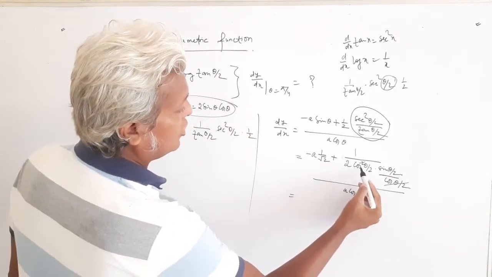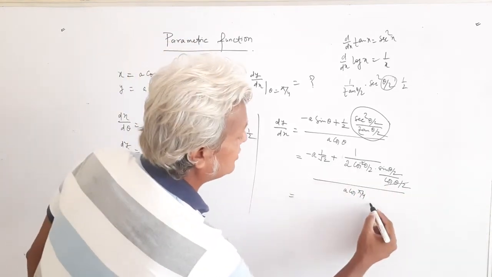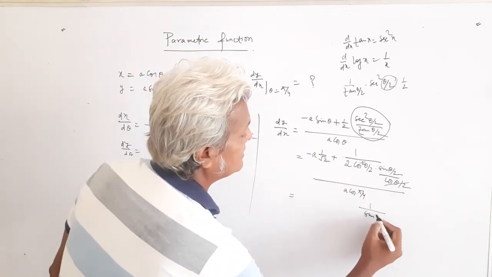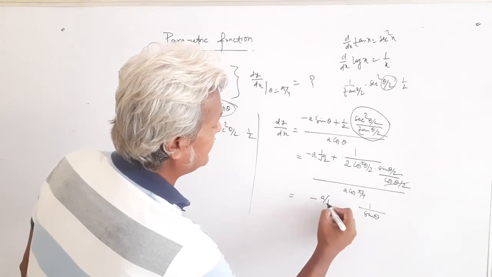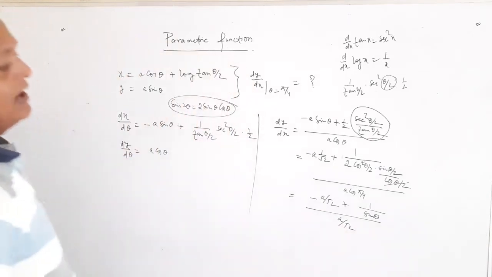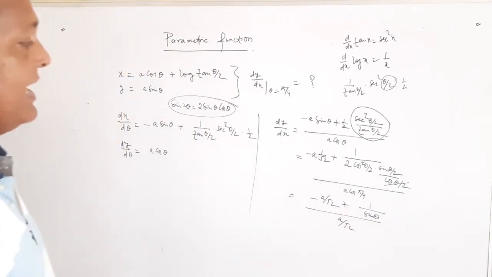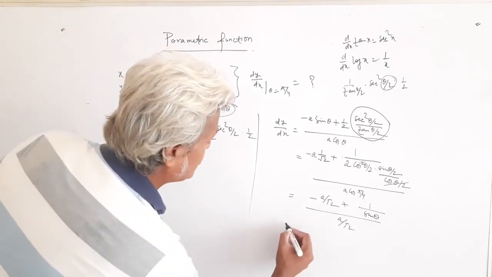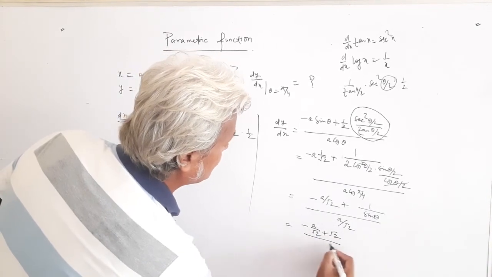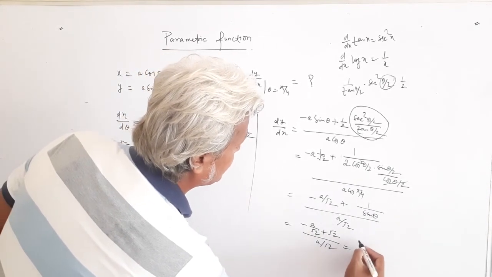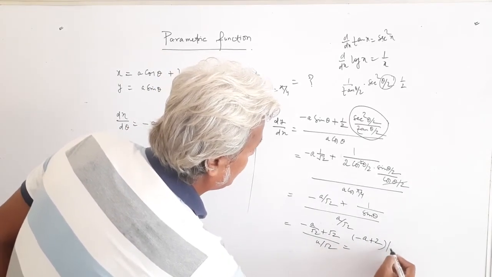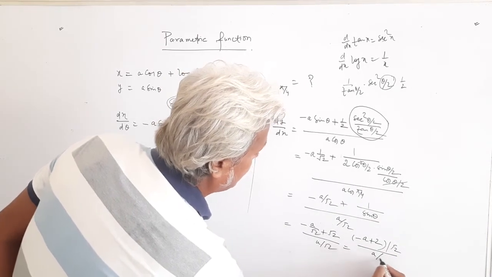So 2 cos theta by 2 into sin theta by 2 is 1 upon sin 2 into theta by 2, that will become 1 upon sin theta, and this is minus a by root 2 plus, and this is also a by root 2. Now 1 by sin theta is cosec theta and the cosec 45 is just root 2. So we'll have minus a by root 2 plus root 2 upon a by root 2. So this becomes minus a plus 2 upon root 2 upon a by root 2.